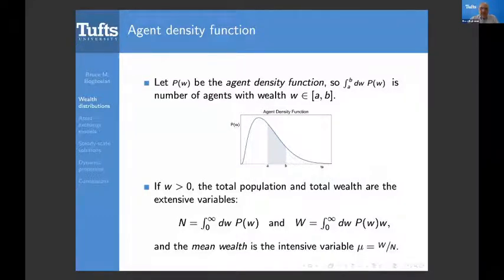We'll discuss that later. If I take the integral from 0 to infinity of this thing, I get the total number of agents, which is an extensive variable. If I take the first moment, integrating from 0 to infinity of p times w, I will get the total wealth, which is also an extensive variable. The mean wealth is then the ratio of those two things, and we'll denote that by mu, and it's an intensive variable.